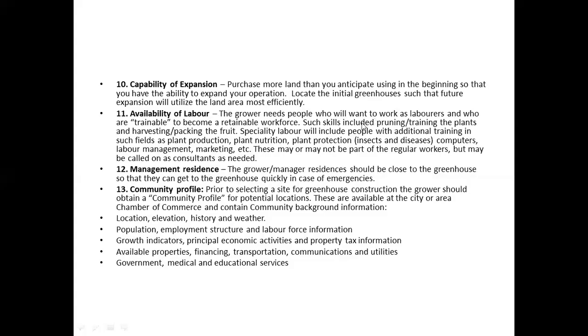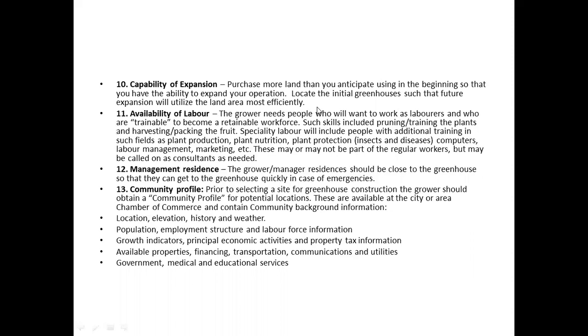Okay, also they have told us that labor should be skilled or trainable, that they may require the skills of packing or harvesting the crop, or they may have additional training like plant production, plant nutrition, or maybe operating some computers, labor management, marketing. So they should have semi-skilled labor. So you should hire semi-skilled laborers for the labor work of your greenhouses.